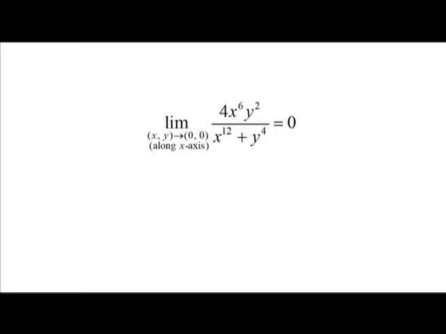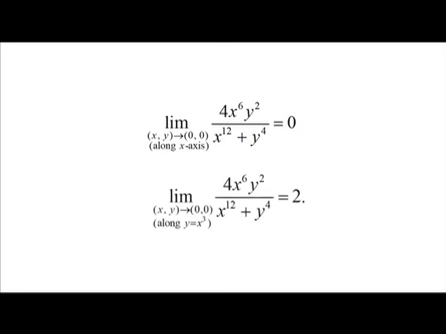We have already seen that the limit as (x, y) approaches (0, 0) along the x-axis of 4 x^6 y^2 divided by x^12 plus y^4 is equal to 0, and the limit as (x, y) approaches (0, 0) along the curve y equals x^3 of 4 x^6 y^2 divided by x^12 plus y^4 is equal to 2. That is, we have different limits along two different paths. Hence, the given function has no limit as (x, y) approaches (0, 0).